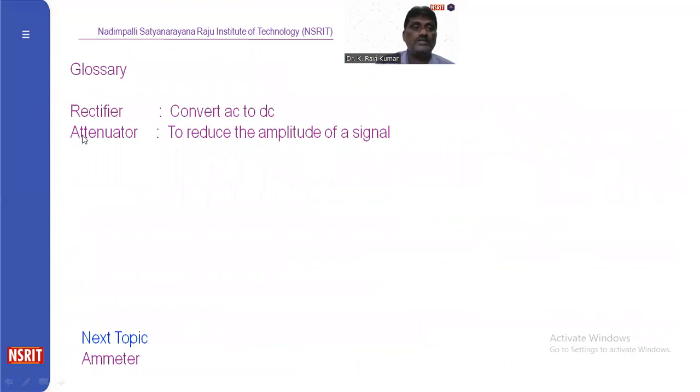These are some glossaries. What is a rectifier? A rectifier is a device which converts the AC signal into the DC signal. Attenuator: it is used to reduce the amplitude of the signal.